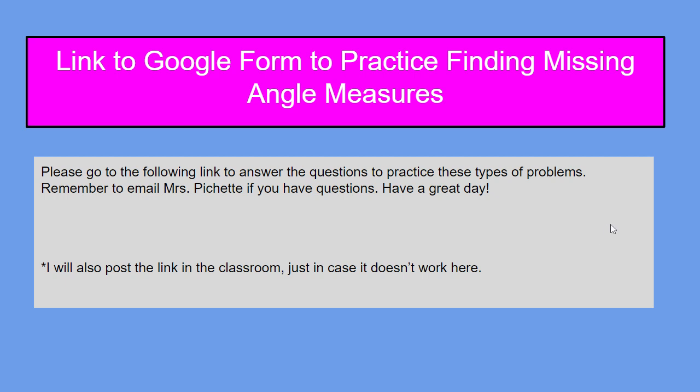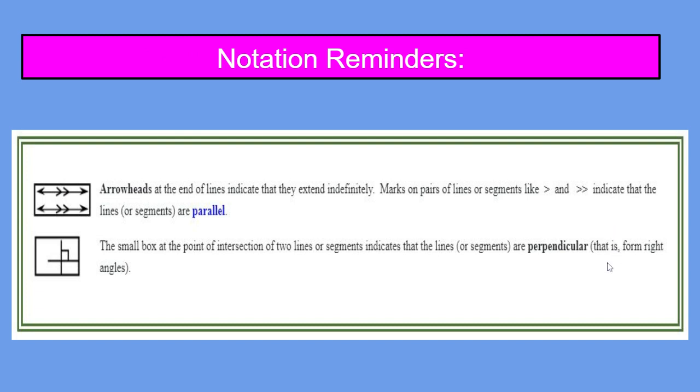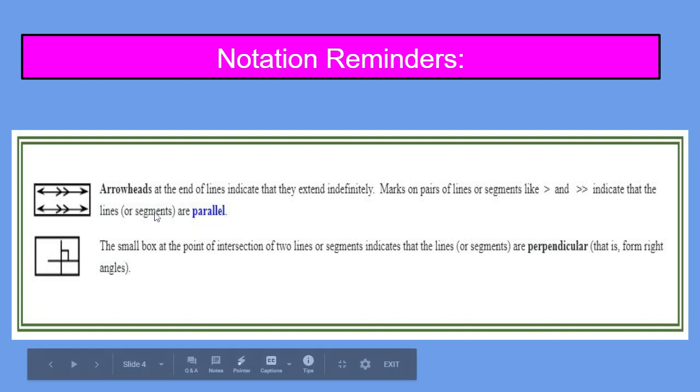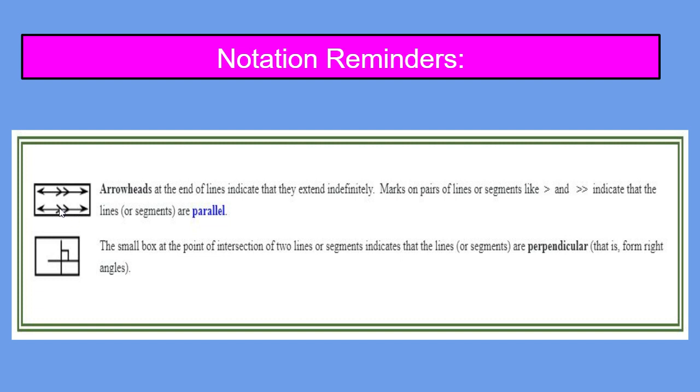It's going to be a pretty short one today. Just some notations that you need to remember. The little arrowheads at the end of lines indicate that they extend indefinitely, so the lines can go on and on and on. And these little marks inside, like that, indicate that the lines are parallel to each other. So if you see that, that means the two lines are never going to intersect.